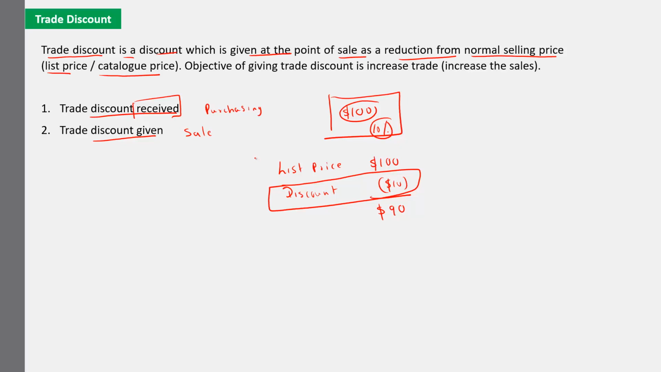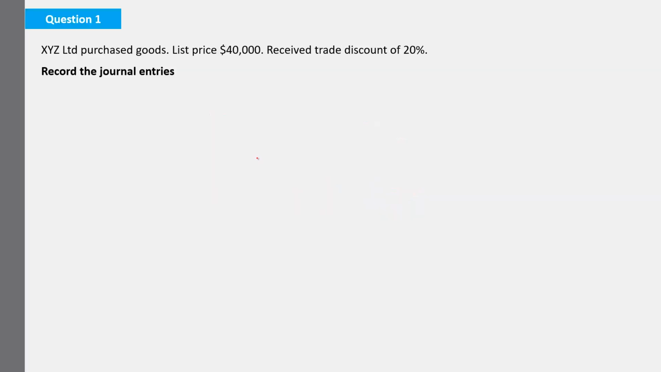For us to get a better understanding about this trade discount and how to account for it, let's do certain questions. In this question I have given: XYZ Limited purchased goods, list price $40,000, received a trade discount of 20%. So I am going to purchase some items from XYZ. XYZ is the company, my company. I am purchasing some goods for $40,000. So the list price is $40,000.